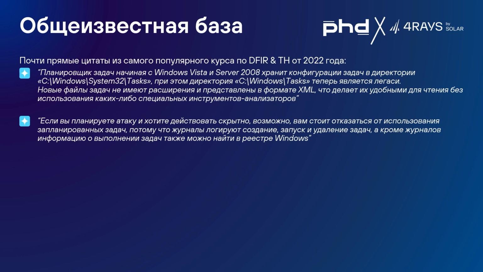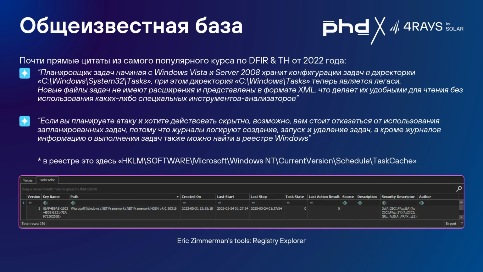And if you are planning an attack and you want to act covertly, you may want to avoid using scheduled tasks, because the creation may be found in the Windows registry. The execution can also be found in the Windows registry. And here's this registry key, which is called TaskCache. Please pay close attention to TaskCache.